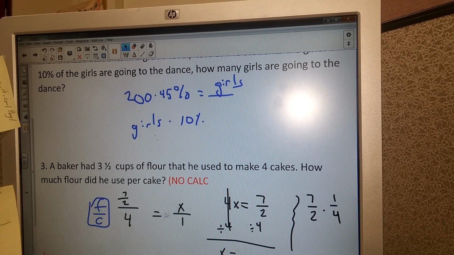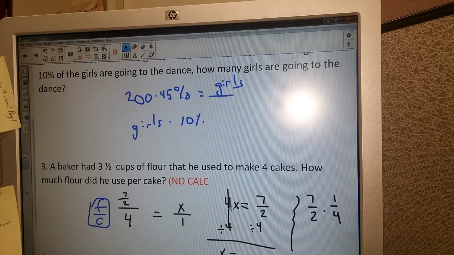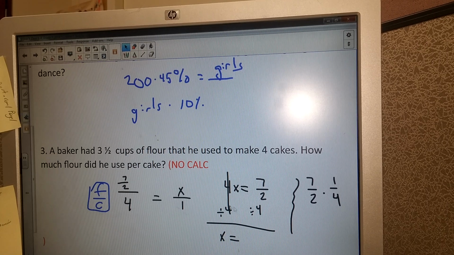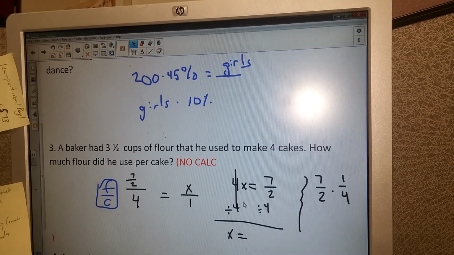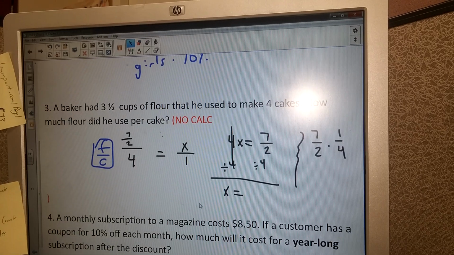When you cross multiply, 4 times x is 4x. 7/2 times 1 is 7/2. To solve for this, it's a one-step equation. We're dividing each side by 4. So it's 7/2 divided by 4, aka 7/2 times 1/4. That will give you your answer.